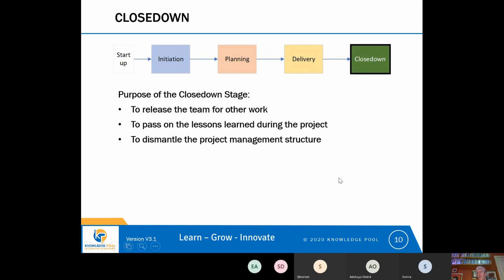But when we think about the deliverables of the closed down stage, there will normally be a closed down report that is a deliverable. And that closed down report will confirm that all the team's been released. It will confirm that the project management structure has been dismantled, and it will confirm what deliverables were and weren't delivered, so that if anything wasn't delivered, another project might be able to pick that up.